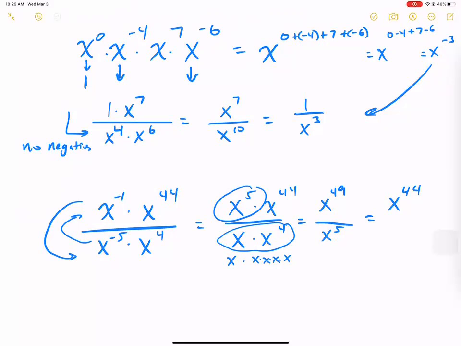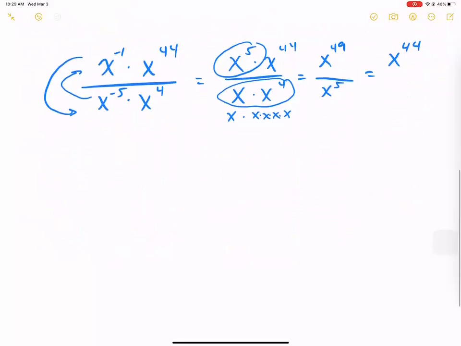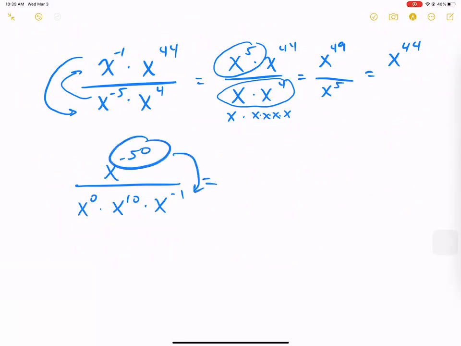Okay, let's do another one of these crazy fraction ones. We have x to the negative 50 over x to the 0 times x to the 10 times x to the negative 1 power. Okay, a lot of stuff is going on. We got a lot of negative exponents. So the first thing I like doing is making everyone positive. Get back to your side. You don't belong here. Get back to your side. Here we go. And we're going to move this guy up.